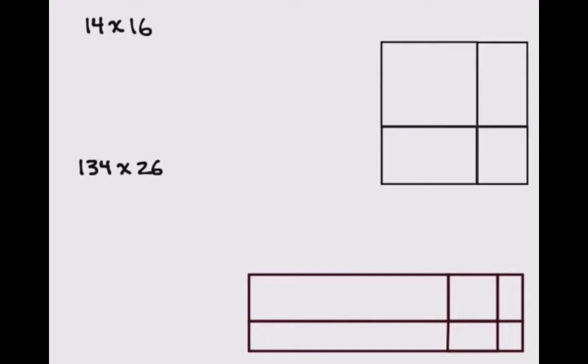And one way I really like to think about 14 times 16 is with a rectangle, who has one side of length 14 and one side of length 16. In this case, the area of this rectangle should be 14 times 16. However, that's a pretty difficult multiplication to do. So what I want to do is break up 14 and 16 into 10 plus 4 and 10 plus 6.